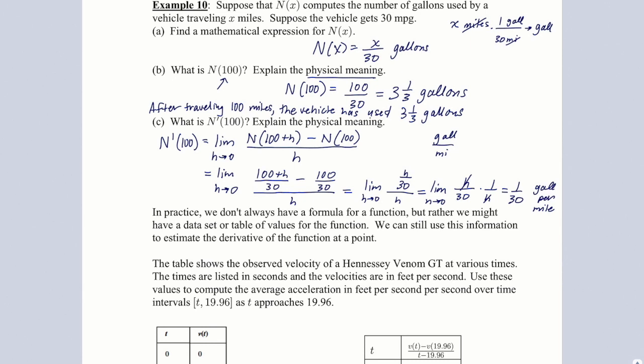right? And so the derivative here, the physical meaning, says when we've traveled 100 miles, we're using gas at a rate of 1/30th gallon per mile.